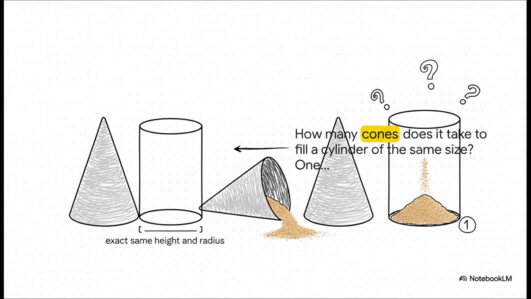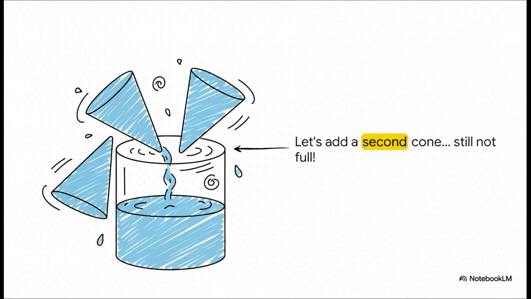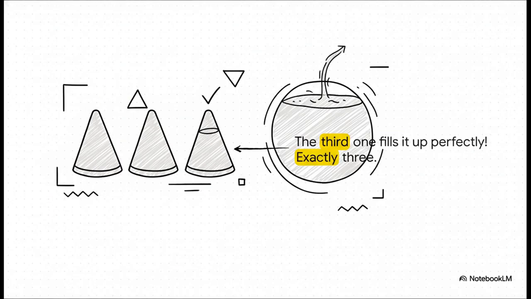Let's try. Here's the first one going in, and in goes the second cone. It's getting there, but as you can see, the cylinder is definitely not full yet. What do you think? How many more? And the third one, and look at that. It fills it up perfectly, right to the top. Not a little more, not a little less. Exactly 3. This picture is the key to remembering the formula forever.